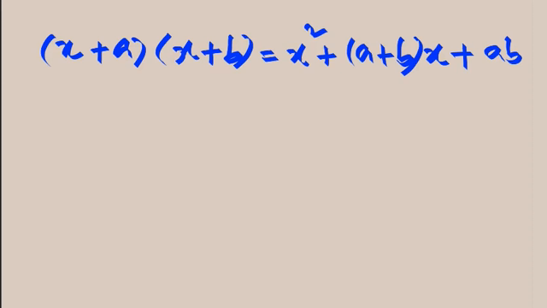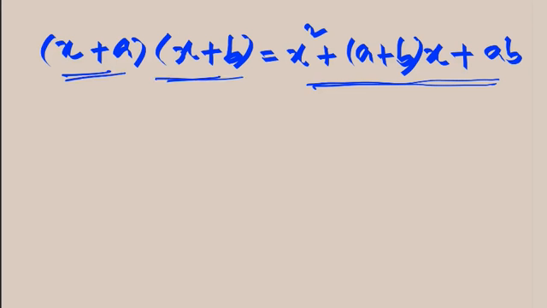And this is the identity used to find the factors of a quadratic polynomial. For example, this is a quadratic polynomial, and these are the factors. Factors are the product of any two numbers or any two expressions, we can say. So x plus a and x plus b are the factors of this. So if our given problem is in this form, then we can convert it into factors.